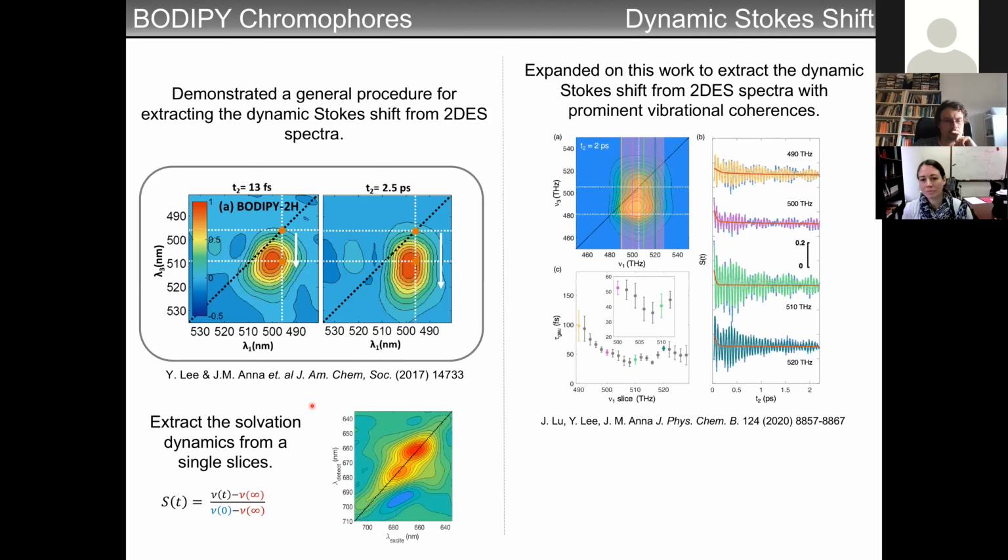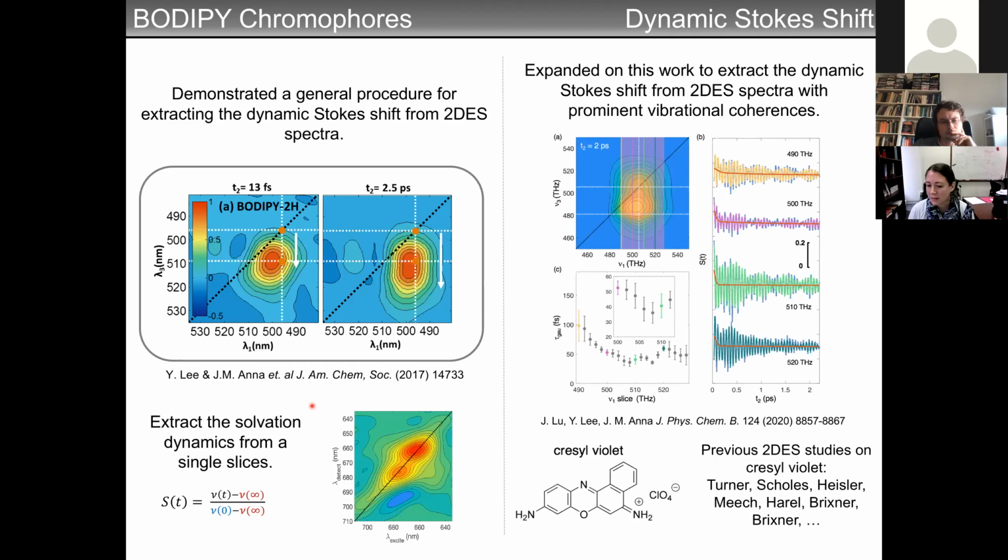Okay, so then what we did is we expanded on this work. We wanted to say, well, what if our system gets a little bit more complicated and we have really prominent vibrational coherences? How does that affect the analysis procedure or the solvation dynamics? For these studies, we're looking at crystal violet. There's been a lot of previous work done on crystal violet, and that's because it does have these really nice oscillatory components, so it's a really nice system to test and confirm that an experiment's working well.